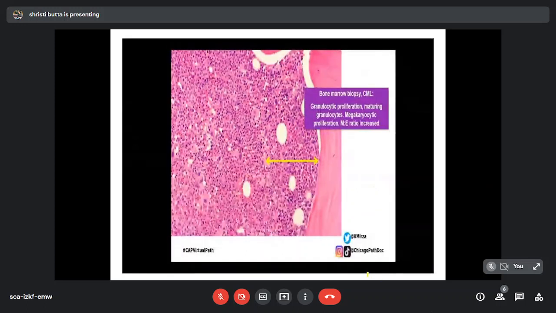So let's look at the bone marrow biopsy of this case. You have a granulocytic proliferation, maturing granulocytes here. Megakaryocytic proliferation. Look at these small megakaryocytes here. They are hyperlobated, small dwarf megakaryocytes. And there's an increase in the myeloid to erythroid ratio. That is, the ME ratio is comparatively increased.